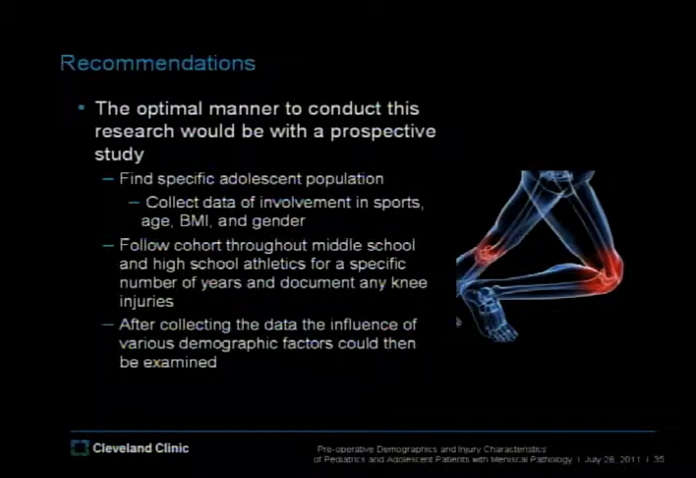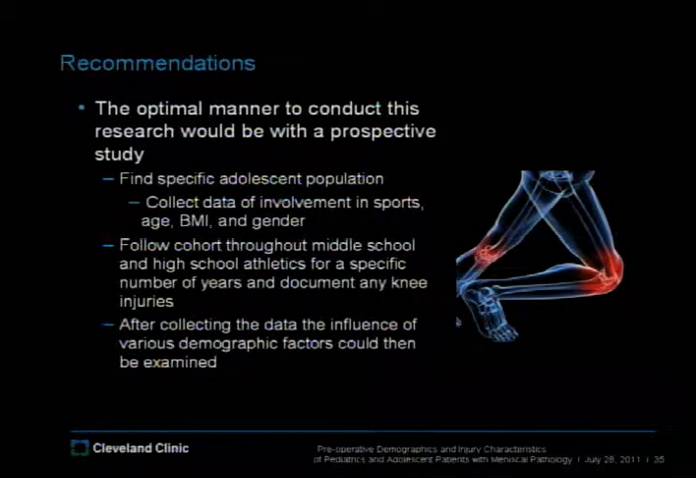So for the future, this study would best be done as a prospective study, which means that we could find a group of kids from a certain city and start following them at middle school and track their age, their BMI, their gender, their height and weight, and then follow them throughout their middle school and high school careers in sports and document any changes in their height and weight, and also if they had any injuries, and then look back and see which factors were primarily influencing these injuries.